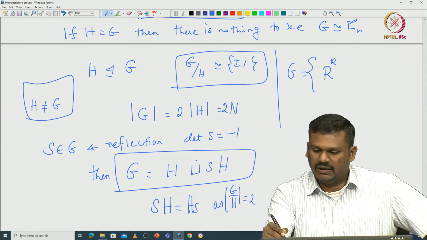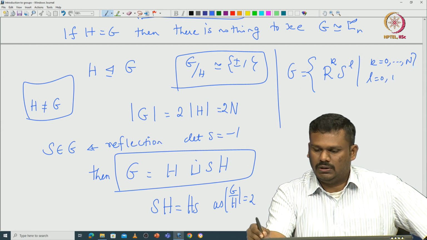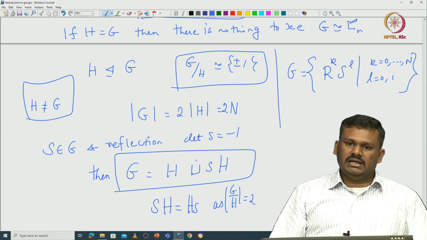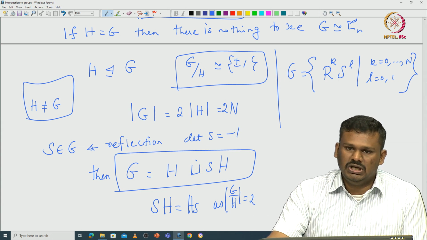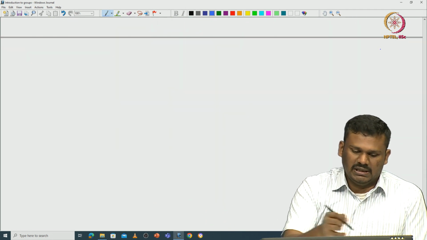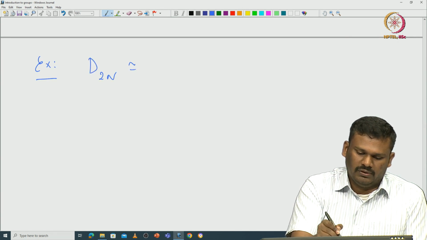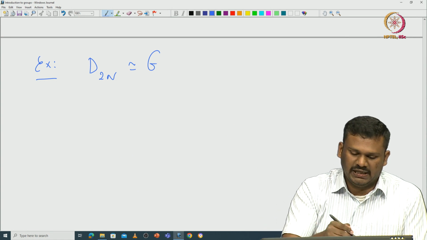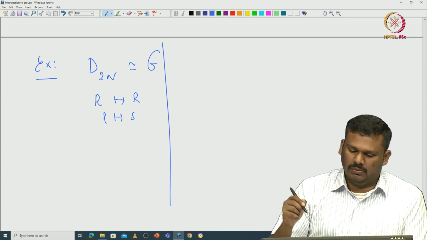So, then this is r power k, s power l, with k varying from 0 to n, and l varying from 0 to 1, okay. So, basically G has exactly 2n elements, and G is given very explicitly by these elements. Now, it is an easy exercise to prove that this D2n is isomorphic to your G, okay. You send r to R and then rho to S, okay. So, that will be your isomorphism.